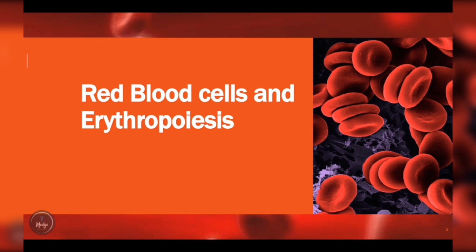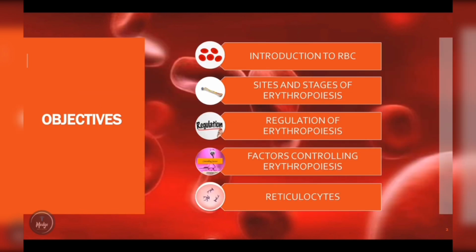Today's topic is erythropoiesis. Before going into the topic, let us discuss RBC's function. RBCs act as carriers to transport oxygen as well as carbon dioxide, and they provide viscosity to the blood. So, today's objectives: introduction to RBC, site and stages of erythropoiesis, regulation, factors, and some information about reticulocytes.